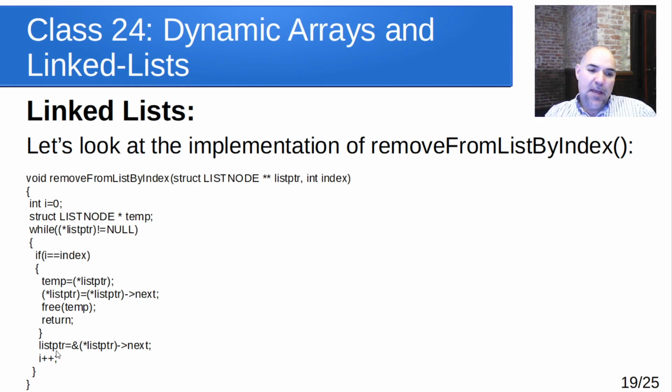And what this code after this does is how we go to the next one in the series. So if it's not on the one I'm on, go to the next one. And if it's not on that one, go to the next one. If it's not on that one, go to that one. Oh, I found it. Point the pointer around it, free that node, and then return.